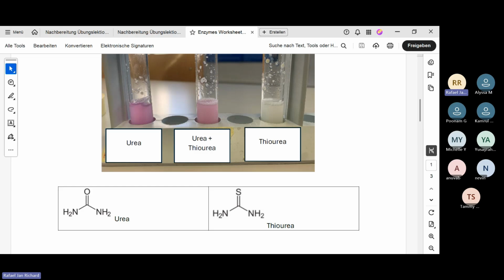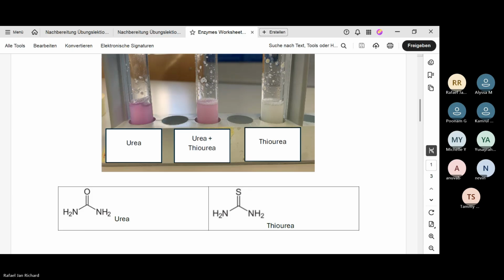And there's thiourea, which has pretty much the same structure. The only difference is instead of an oxygen atom, it has a sulfur atom attached with a double bond to the molecule. And therefore, they both have the same shape. And so with the lock and key theory, they can both enter the enzyme's active site, but thiourea can't be changed, there's no change in thiourea. It just blocks the active site, no product is being formed, and therefore urea can't be catalyzed.